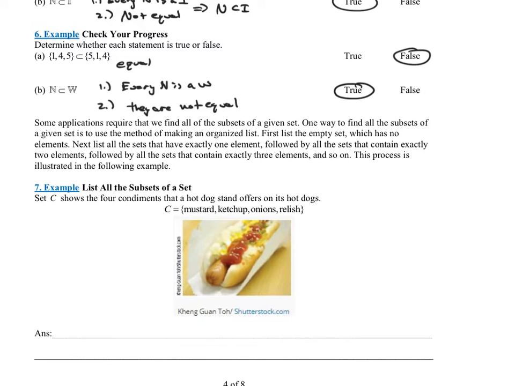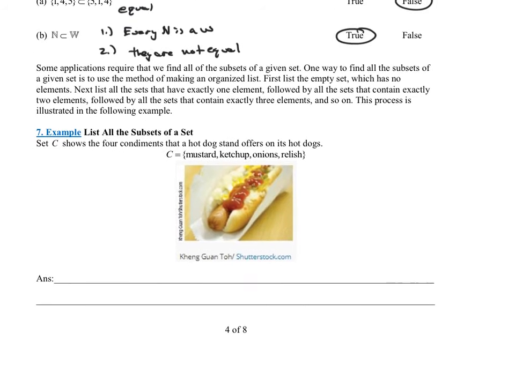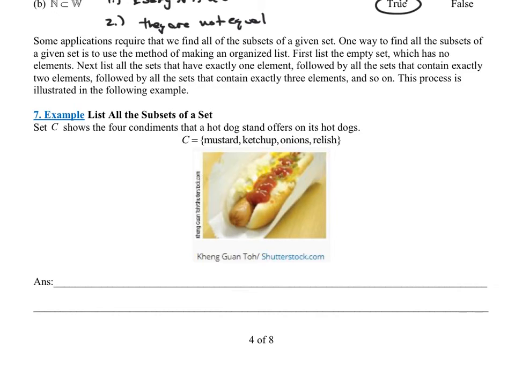This process is illustrated in the following example. Okay? It says set C shows the 4 condiments that a hot dog stand offers on its hot dogs. It has mustard, ketchup, onions, and relish. So I'm going to do an M for mustard, K for ketchup, O for onions, and an R for relish.